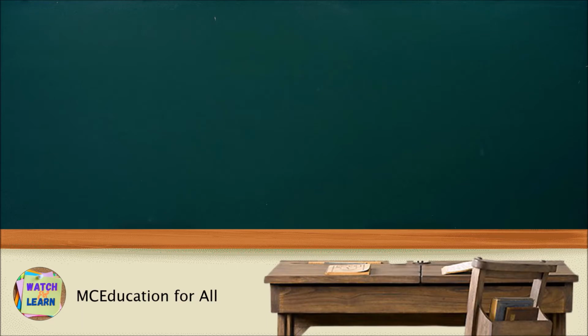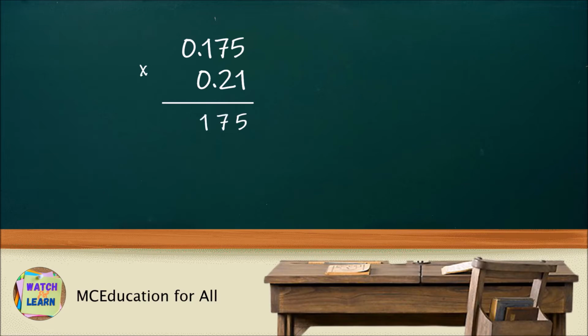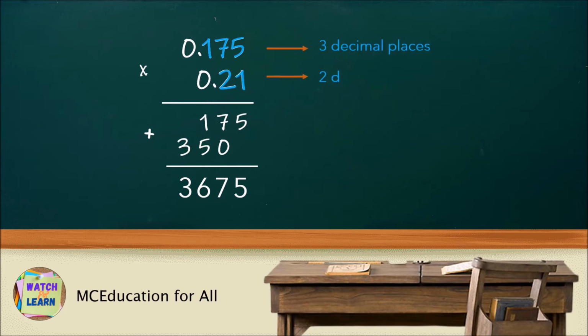Another example: 0.175 times 0.21. After we multiply, count the digits written after the decimal point in both the numbers. Here we have a total of 5 decimal places.